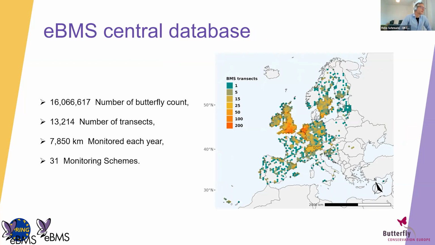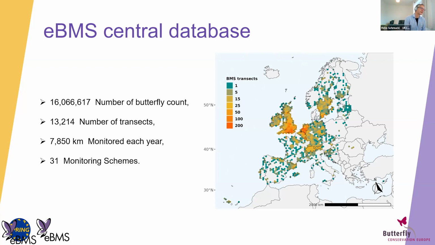Like Christina mentioned on Monday, we have reached more than 60 million butterfly counts. So these are counts, so events. Every count can be 30, can be 40. So it's not the total number of butterflies, but it's the number of count events reported. The number of transects is more than 13,000. So it's quite a big coverage.